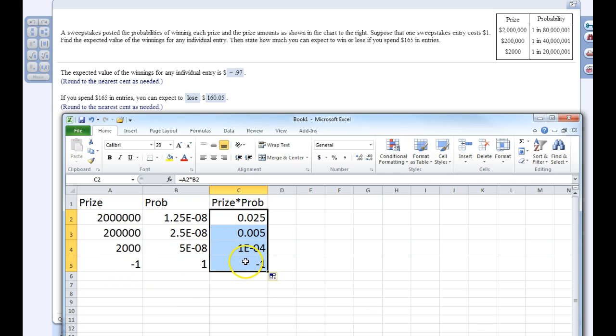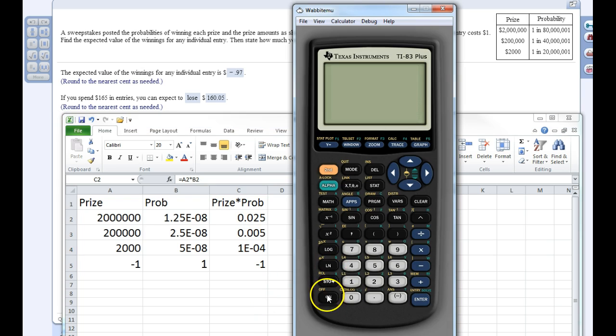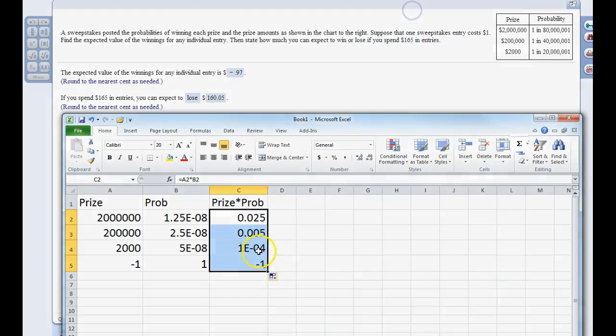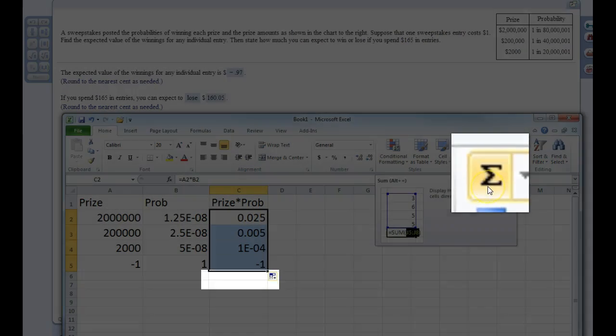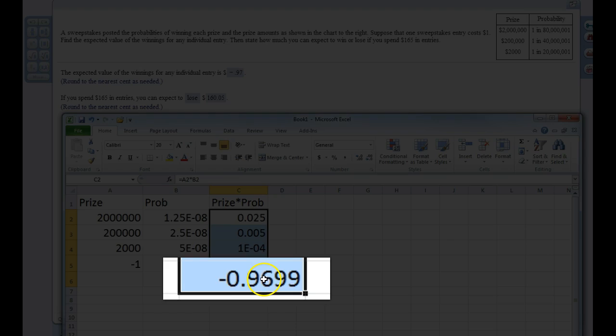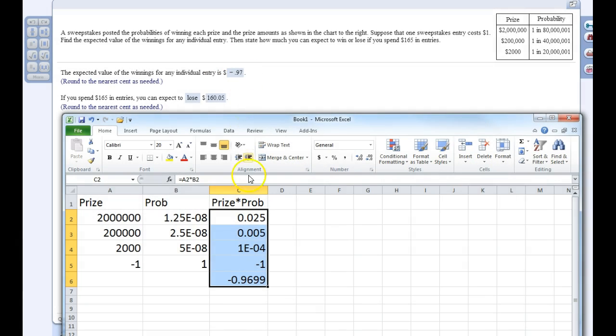So -1 times 1 is -1. Now, while it's highlighted, after you've multiplied these things together, what did we do when we did it on the calculator? We added them all together. So while I've got them highlighted, I'm going to come over here and click the add button. And then there's that expected value that we get right there. It's rounded to the nearest cent. So we write -0.97.